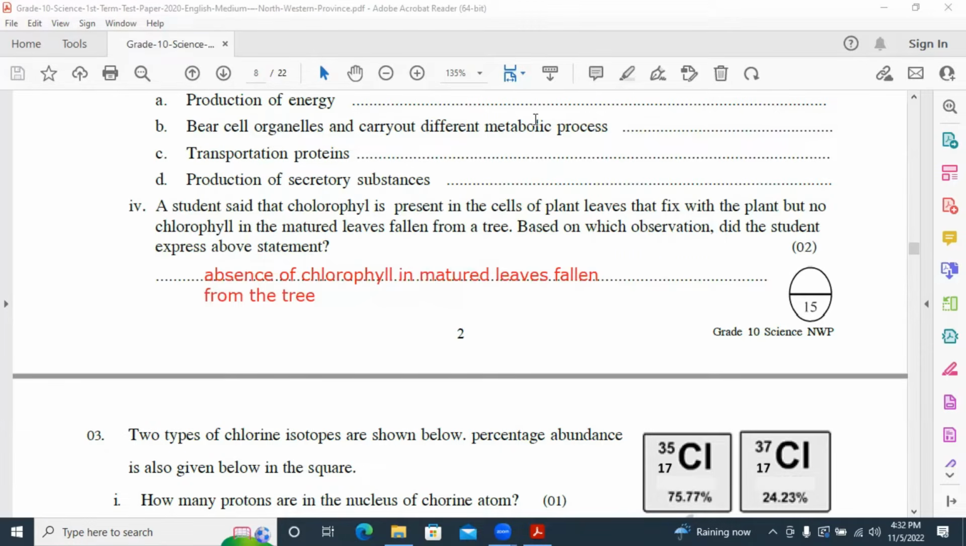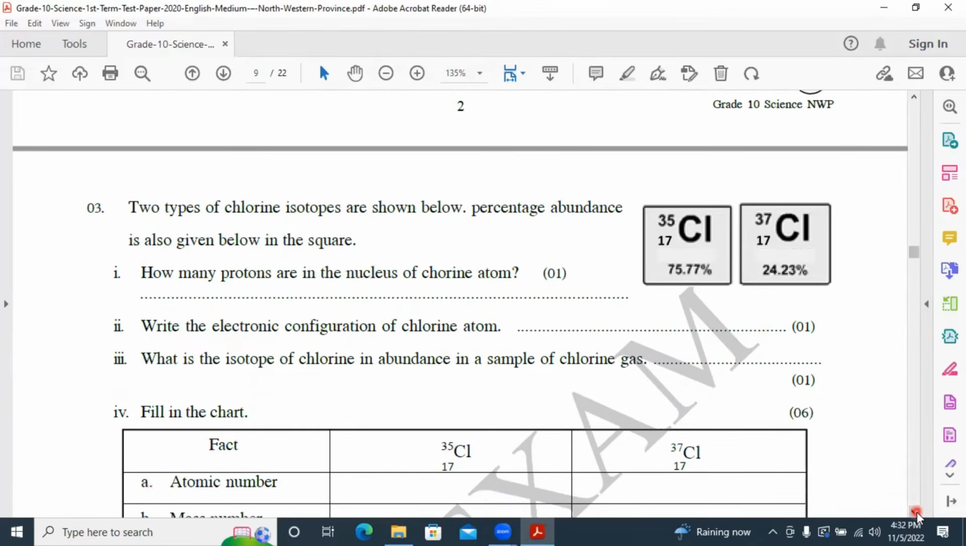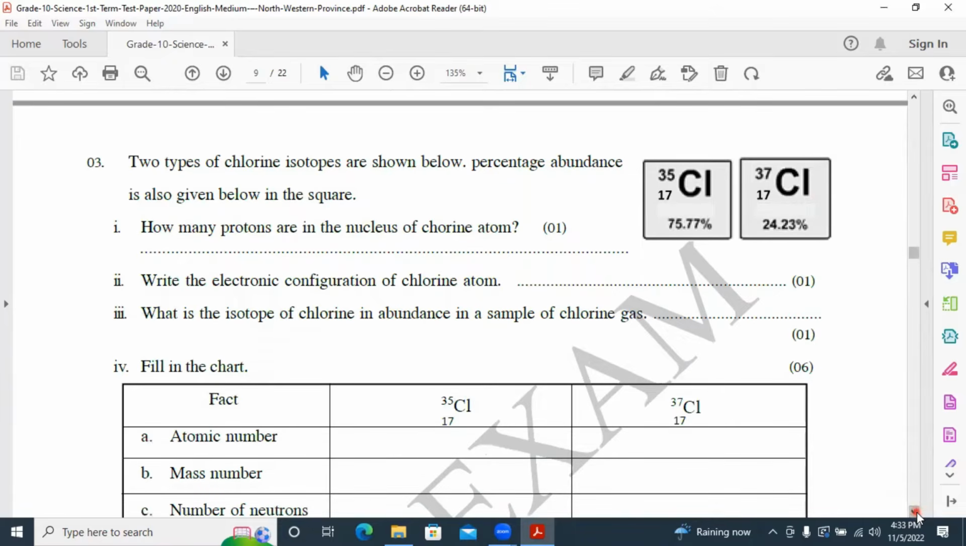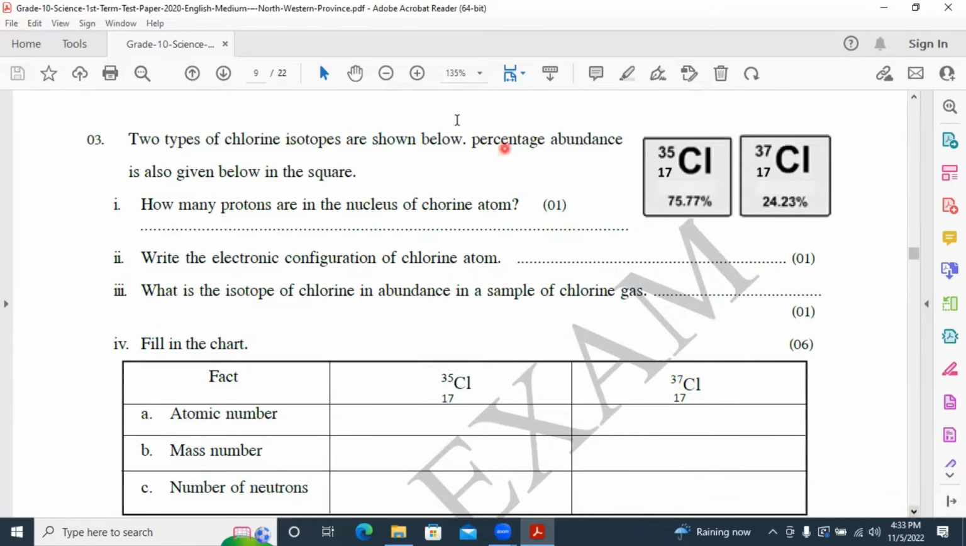Question number 3. Two types of chlorine isotopes are shown below. Percentage abundance is also given in the square. How many protons are in the nucleus of a chlorine atom? The number of protons is given by the atomic number. Write the electronic configuration of a chlorine atom. In chlorine, the number of protons equals the number of electrons. So the electronic configuration is 2, 8, 7.